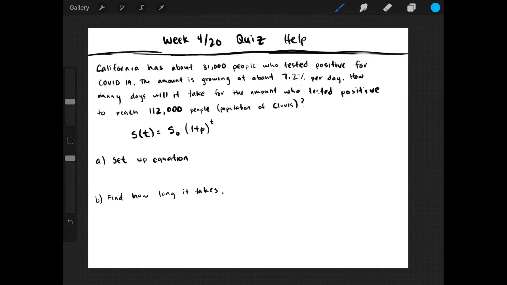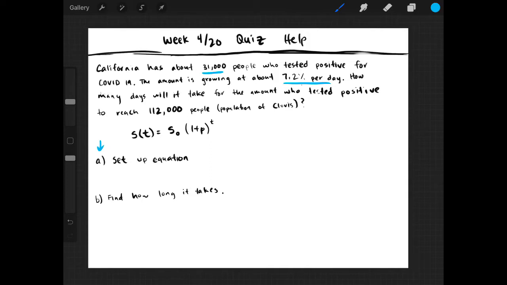But as of right now, California has about 31,000 people who have tested positive for the COVID-19 virus. That amount I've found is growing at about, here, let me underline, is growing at about 7.2% per day. Now, stop right there. The first thing we're going to do is set up the equation. This is a two-part question just like it is on the quiz. I just added it all into one big equation.